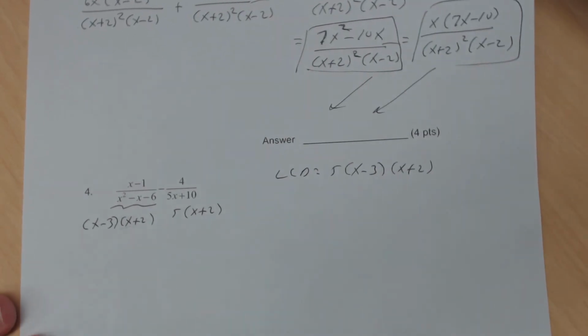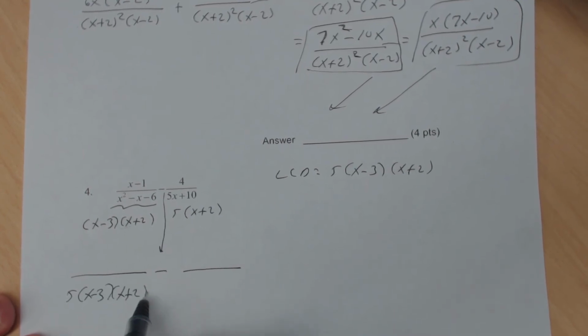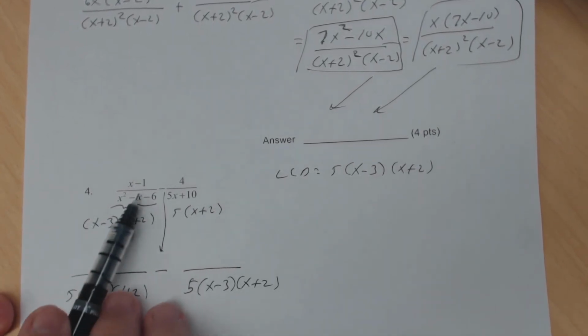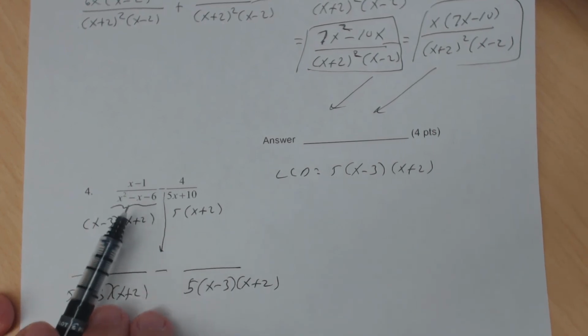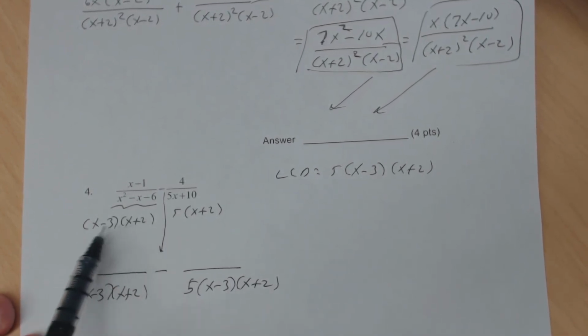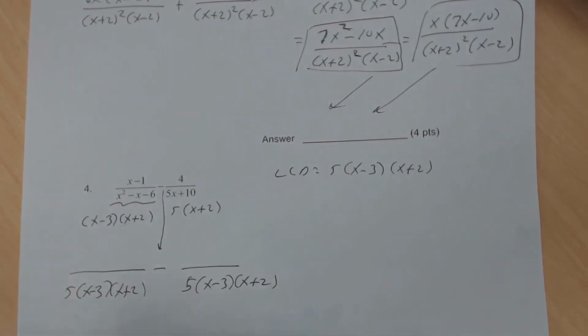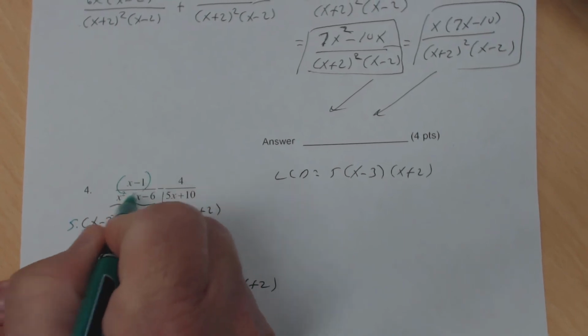All right, now you're going to write two fractions with that denominator. Now be careful, this is subtraction. All right, so two fractions with that denominator, so 5 times x minus 3 times x plus 2. Now we're going to write equivalent fractions. This fraction here is equivalent to what fraction with this denominator? Well, I'm missing the 5. I have these two binomial factors, but I'm missing the 5. So I got to say times 5 and then times 5.